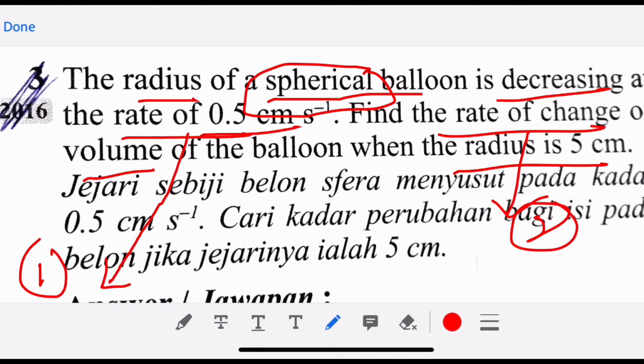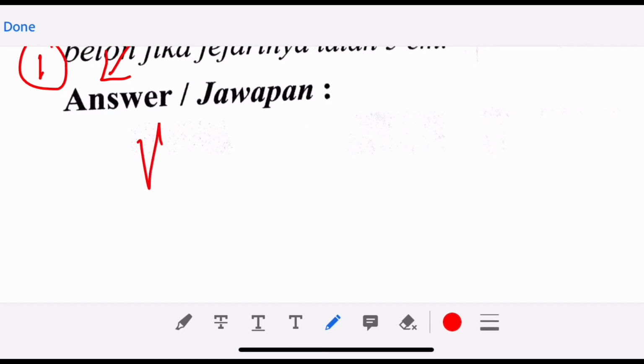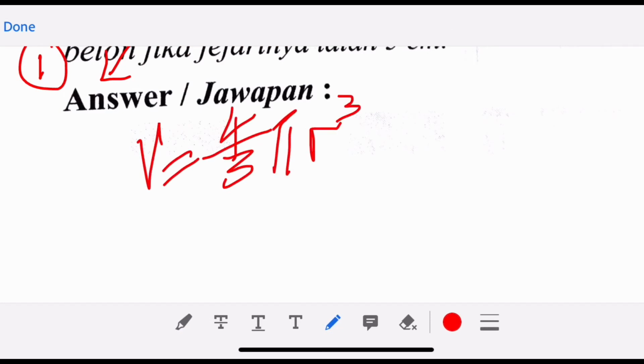So the first term is from the sentence, you write down dr/dt. Okay, understand? Not difficult, right? Just write dr/dt for the first term. So first of all, you know it's a sphere, so you write the formula for the sphere.